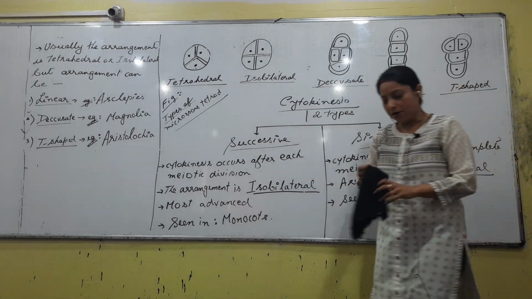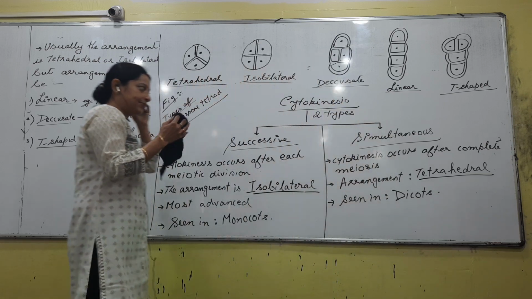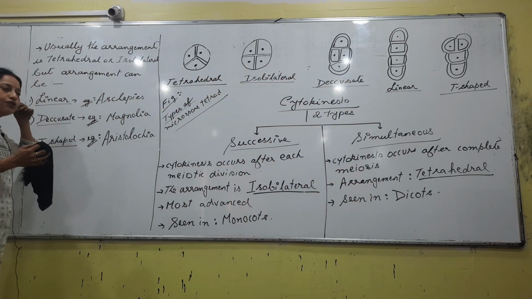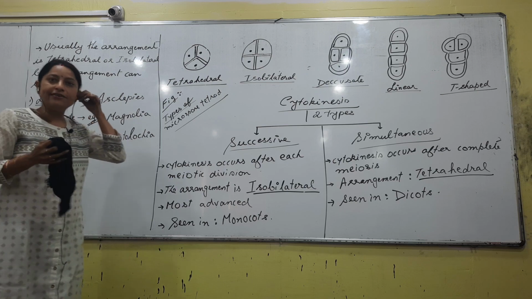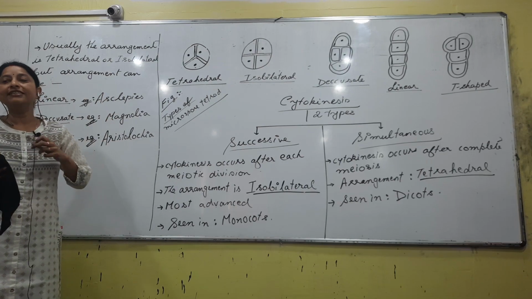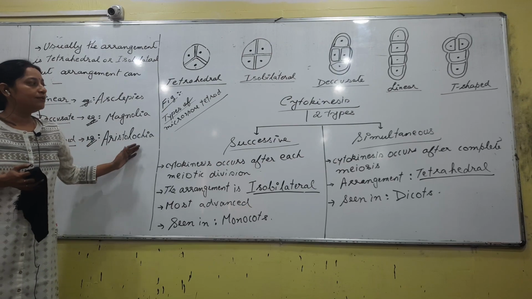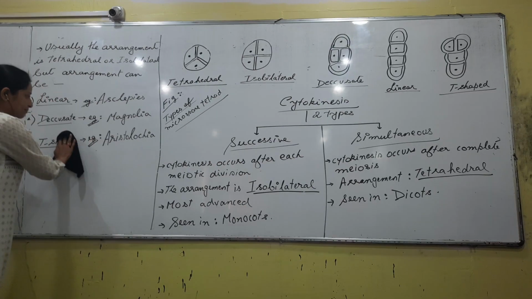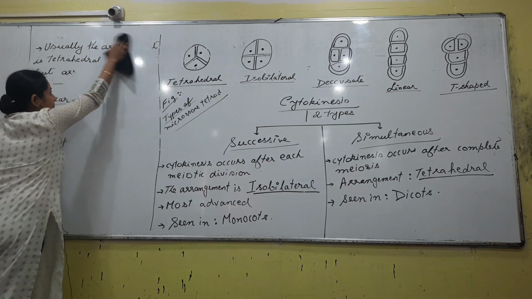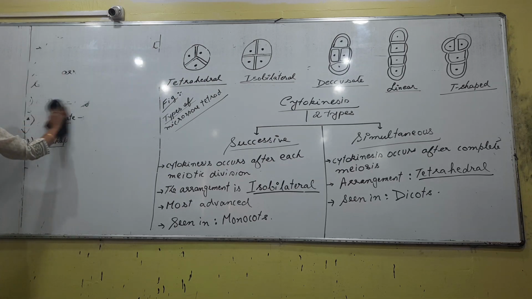So this was all about microsporogenesis. After microsporogenesis, we know that the microspores are ready. They are formed, but germination has not happened yet. We'll be talking about how the male gametophyte develops. But before talking about that, we need to write certain points, some important points.